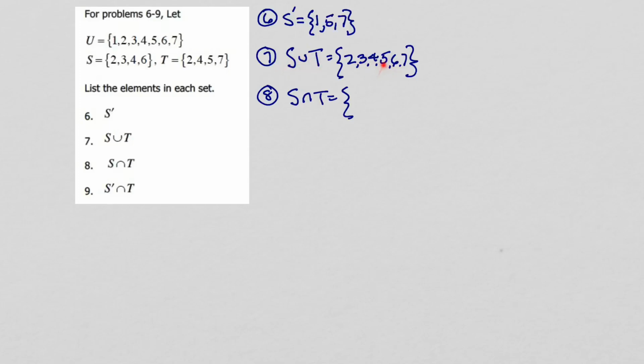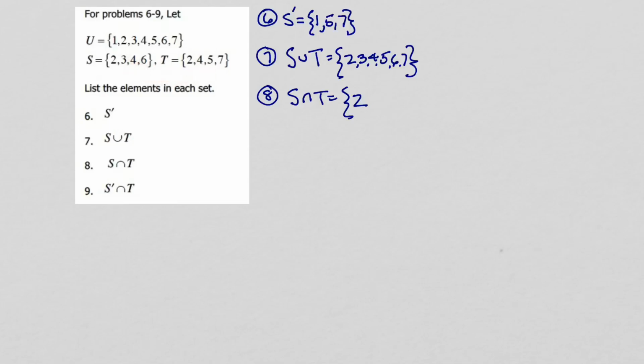So if you pick any one of these, like the 5, is it in S or T? Well, the 5 is not in S, but it is in T. So the 5 is in at least one of these. Now in the intersection, whatever I put in here has to be in both of them. So let's just look through what elements are in both sets. Well, 2 is in both, so we'll write a 2. And then what else? What about a 3? Well, the 3 is in S, but not in T, so it's not in both.